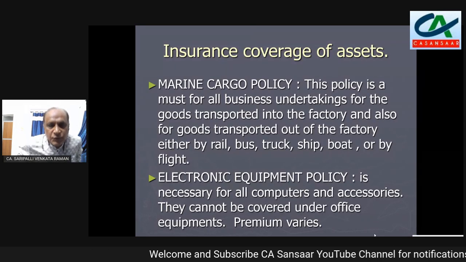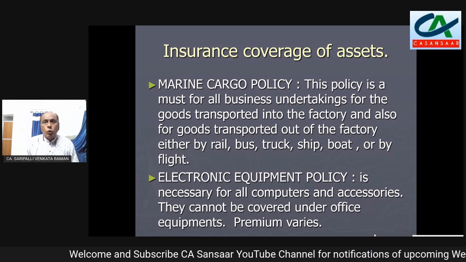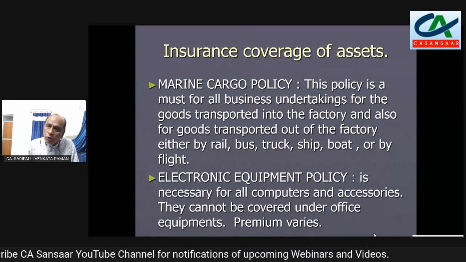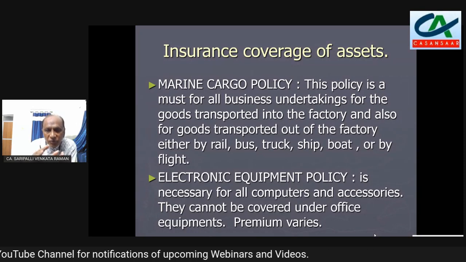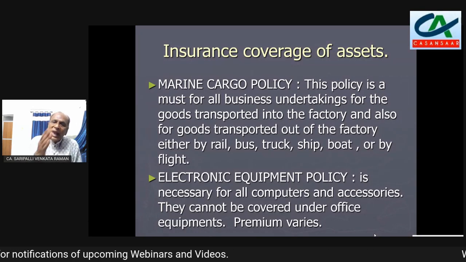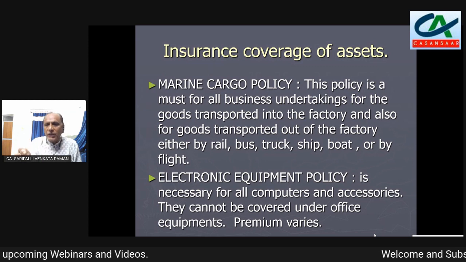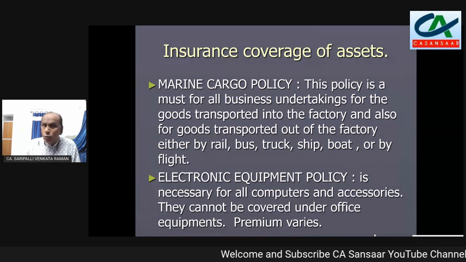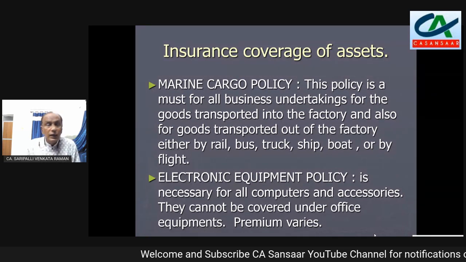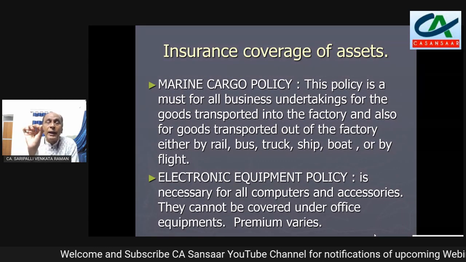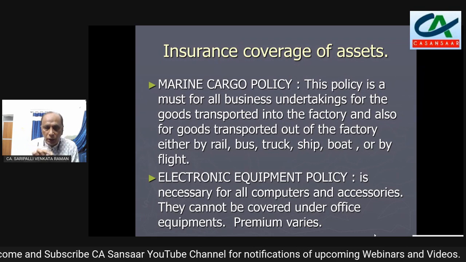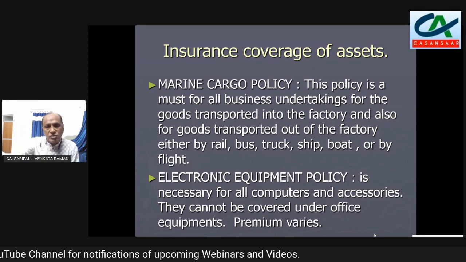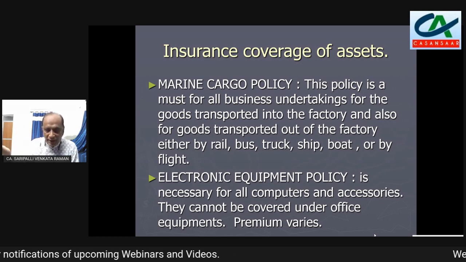This policy is a must for all business undertakings for the goods which are transported into the factory, and also for goods which are transported out of the factory, either by rail, bus, truck, ship, boat, or by flight. Remember, the word is marine. Marine does not necessarily mean it should be by sea or water. According to the insurance policy terminology, marine includes rail, bus, truck, ship, boat, or flight.